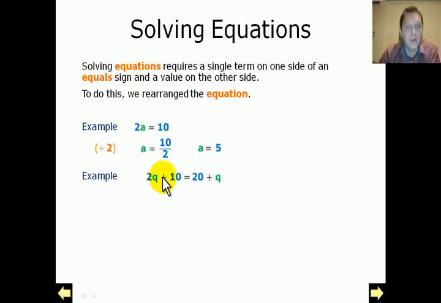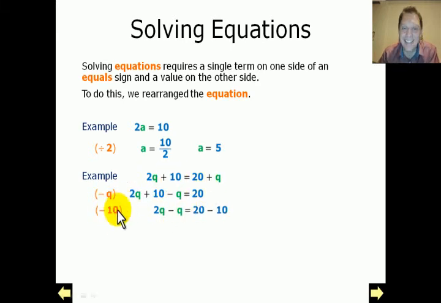For this example, 2q plus 10 equals 20 plus q, what we can do first of all is subtract q from both sides. This q on the right hand side disappears, because q minus q is 0. Or again, we could take our plus q from the right hand side to the left hand side, and from a plus q it will become a minus q because it always becomes its opposite. We could also take away 10 from both sides, which would get rid of this plus 10 just here. 10 minus 10 equals 0, so this would disappear.